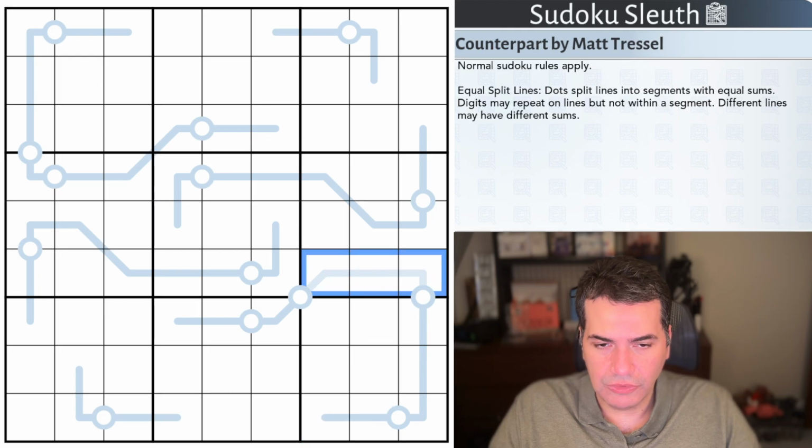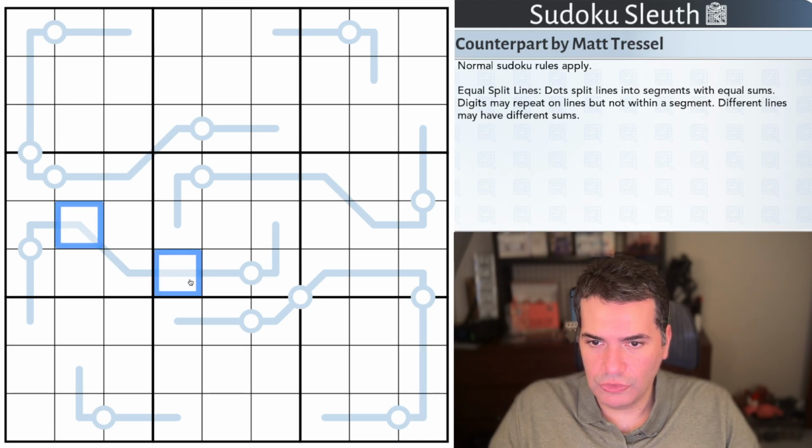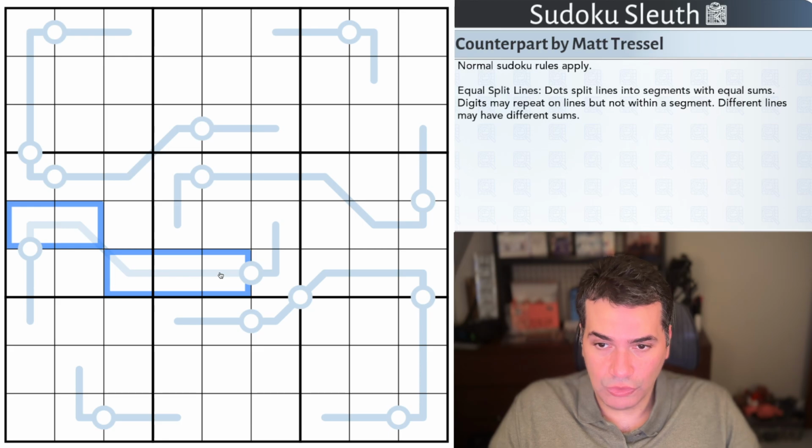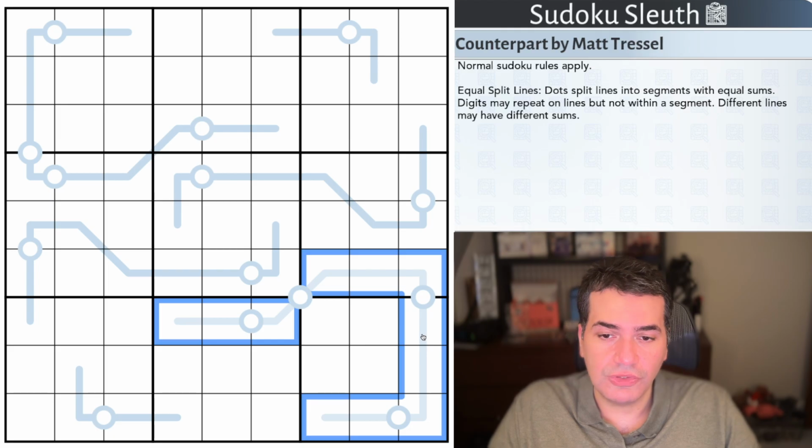So these three cells will sum up to a value that's equal to these three values. I cannot repeat digits on the same segment. So these two cells are in different rows, columns, or boxes, but they're on the same segment, and therefore I cannot repeat digits on any of these 5 cells. And then the last and most obvious part of this is that this line has nothing to do with this line, and therefore they could actually have different sums, and probably will. That's the variant, that's all the rules.